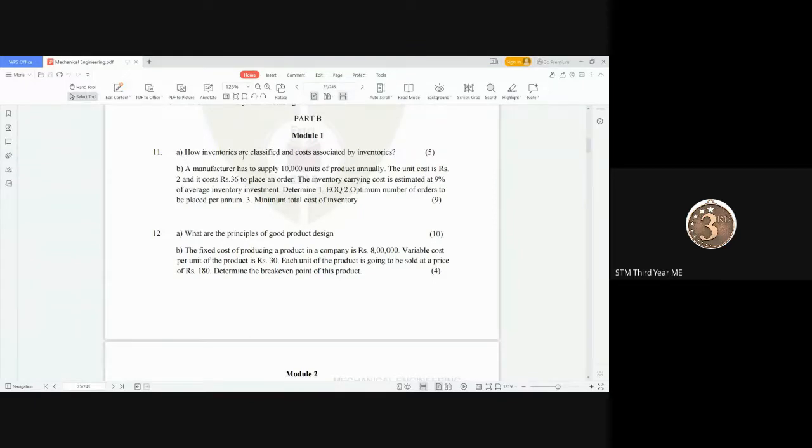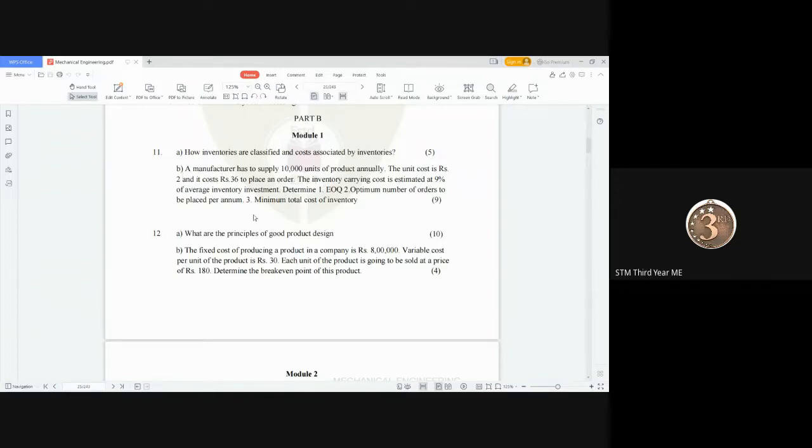So we have studied about the EOQ charts, right? So that is what you have to draw. You have to draw that graph, EOQ graph, then the cost associated with inventories. So there are basically two types of cost I have shown, with sufficient graph and all, and that you have to draw. And with that, you can complete this question.